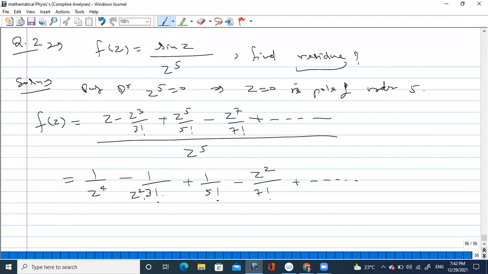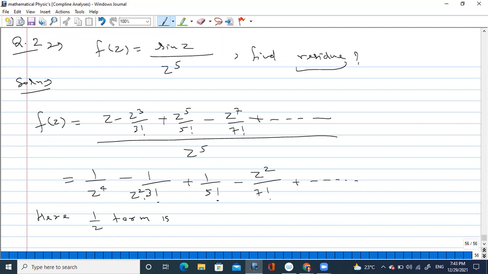Okay, so now I want to find out the residue. So what is residue here? What is residue? Because the 1 by z term is not available. Understood? Here the 1 by z term is not available, and the coefficient of that will be 0. So the residue b1 value will be 0. Simple.